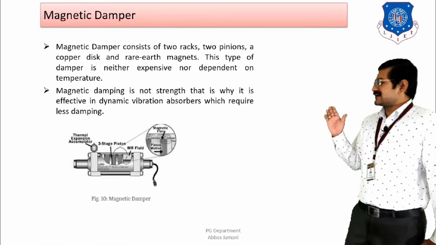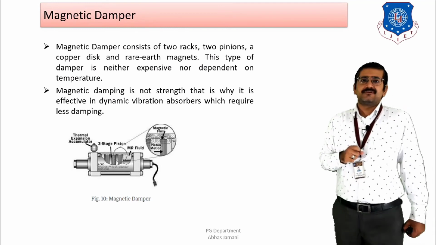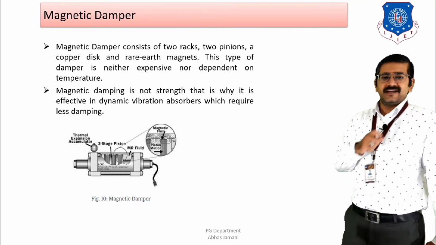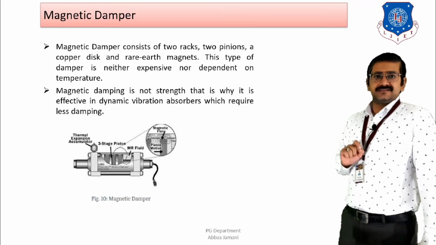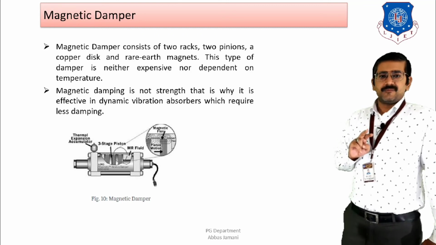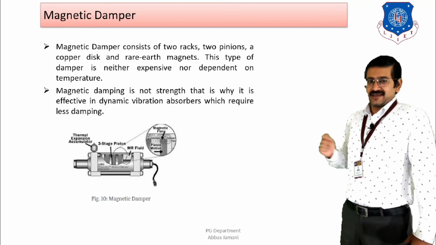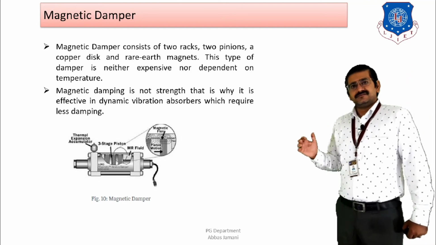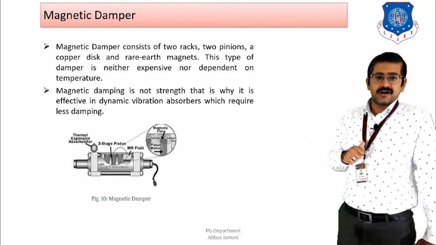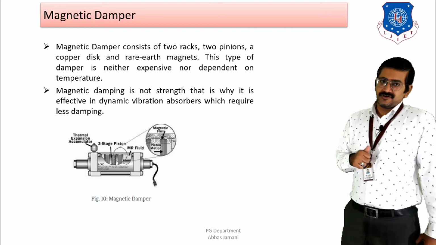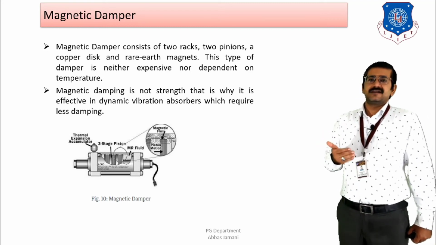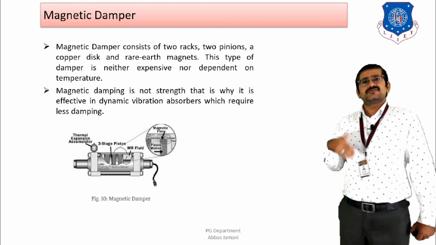And lastly, before we conclude today's lecture, the last type of damper is known as the magnetic damper. So when I talk about the magnetic damper, as you can see, it basically consists of two racks, two pistons, a copper disc, and a rare earth magnet. This type of damper is neither expensive nor dependent on temperature. That is because in the earlier cases we have seen that it is dependent on the temperature, for example the viscous damper or the viscoelastic damper.